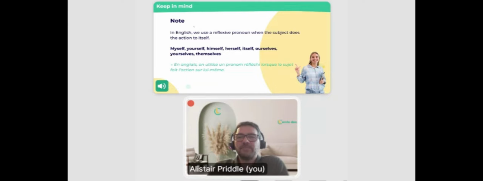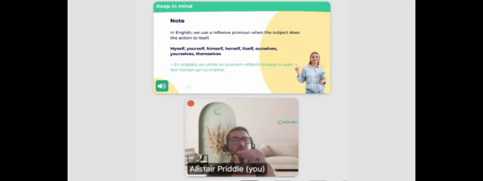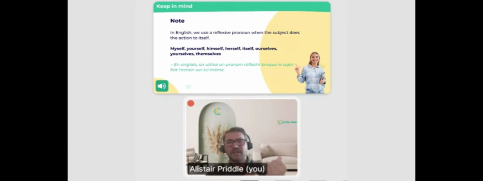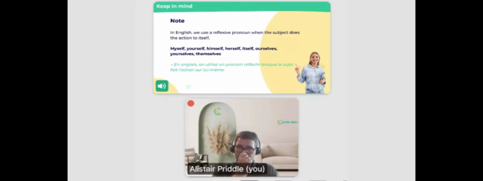We do have something for you to keep in mind, however, a note. In English, we use a reflexive pronoun when the subject does the action to itself. Myself, yourself, himself, herself, itself, ourselves, yourselves, themselves.